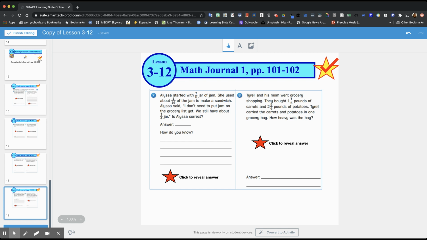And then finally, number 8, Tyrell and his mom went grocery shopping. They bought 1/6 pounds of carrots and 2 5/6 pounds of potatoes. Tyrell carried the carrots and potatoes in one grocery bag. How heavy was that bag?